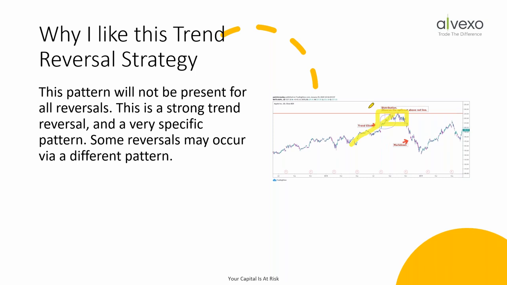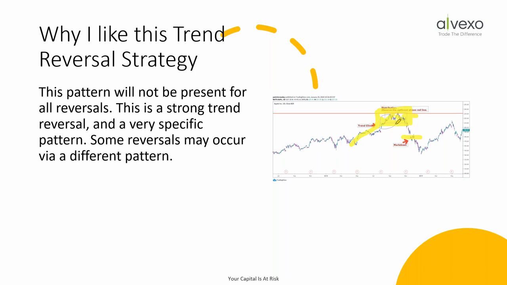We call it distribution when the buyers who got in are selling and getting out, the potential new shorters are getting in, and volumes also lowering because nobody knows exactly what's going to happen. So this is a distribution. So we have trend, distribution, and then we have the markdown.